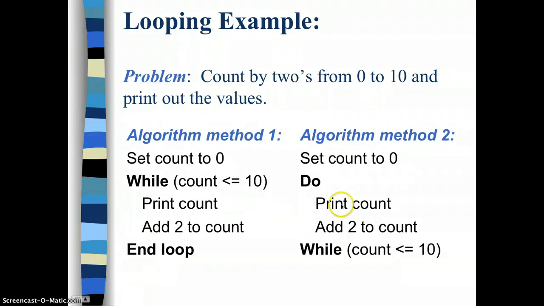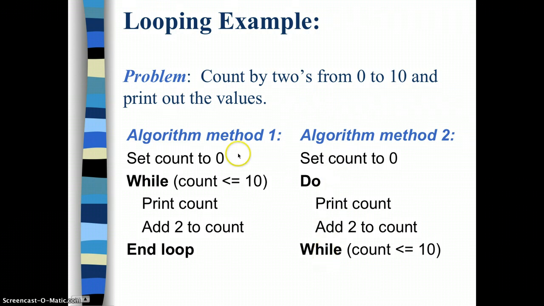The other side, the algorithm 2 method, is basically the same thing, except it's a do while type of statement. So you set the count to 0, and then you go into this do loop and print the count and add 2, and then you check for count less than or equal to 10. The difference between the first and the second one is that in the first one, you check that the value is less than or equal to 10 before you go into the loop. In the second one, you automatically go into the loop and then you check.